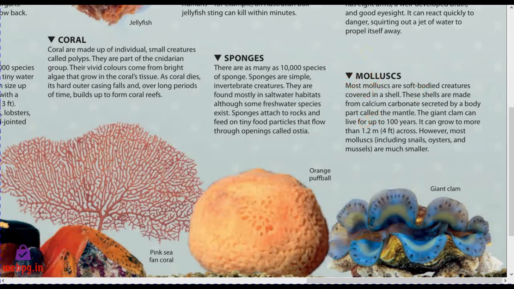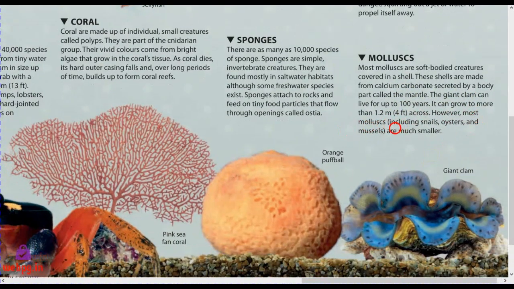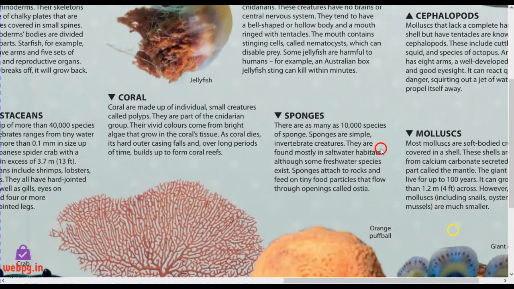And mollusks. Most mollusks are soft-bodied creatures covered in a shell, and those shells are made from calcium carbonate secreted by a body part called the mantle. The giant clam can live up to 100 years. Here is the giant clam, and it can grow to more than 4 feet across. However, most mollusks, including snails, oysters, and mussels, are much smaller.